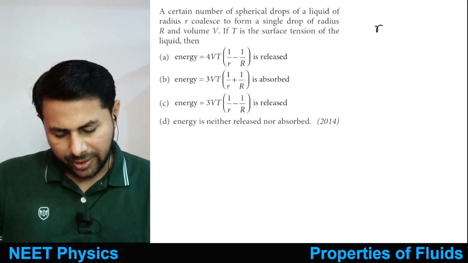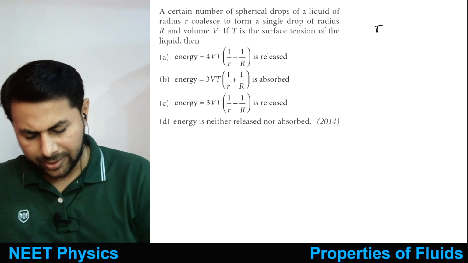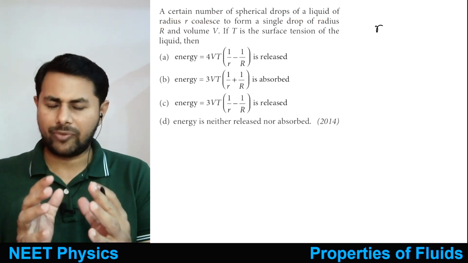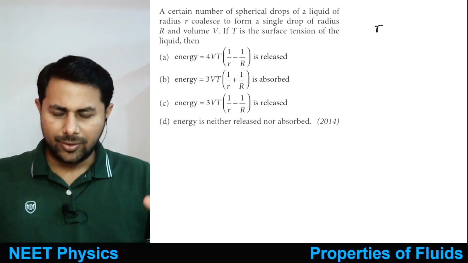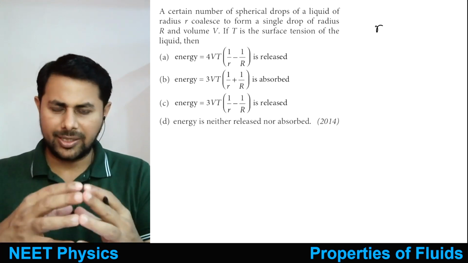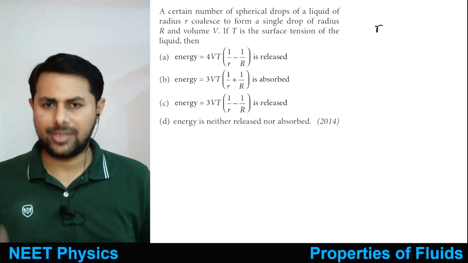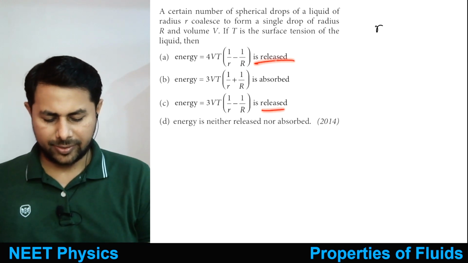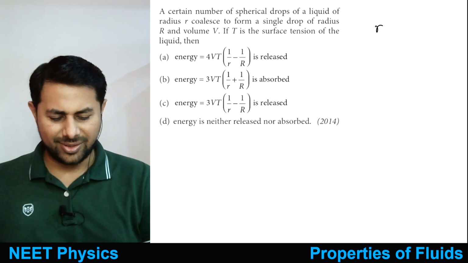We need to find out whether the energy is released or absorbed. First of all, what's happening? A certain number of spherical drops of liquid coalesce. Coalesce means, as we discussed just now, that the surface area would decrease. Surface area decreases means surface energy also decreases. That means some amount of energy is released. But it is there in two options, option A also, option C also. That means we will need to solve.